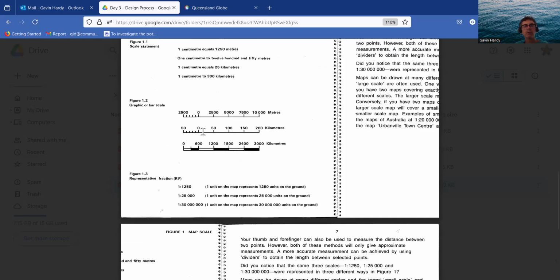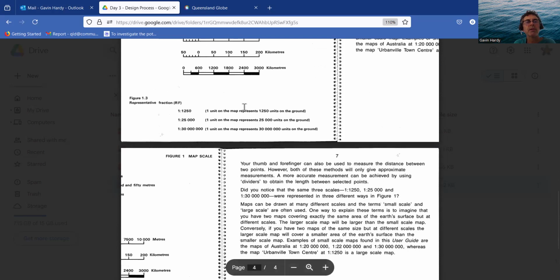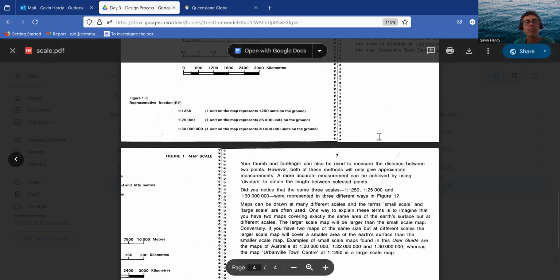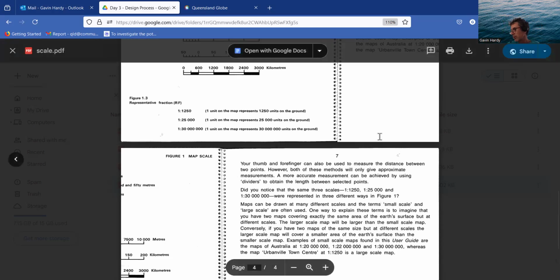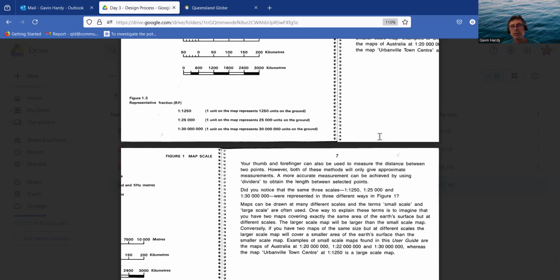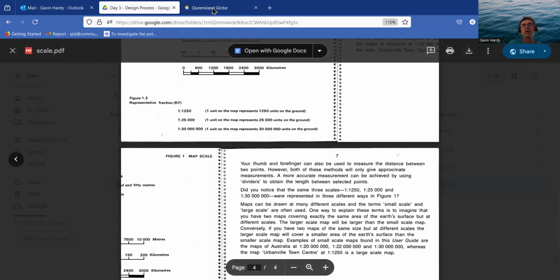All right. The other way you can do it is with a graphic or bar scale. That's a very common way for people to represent scale. Or you can just put up the scale as I've been showing in the example I worked through. 1 is to 250. So 1 unit on the map represents 1,250 units on the ground. Okay, guys, so there you have it. There's a bit of an introduction there to the scale and how to fit your site onto an A3 sheet of paper.